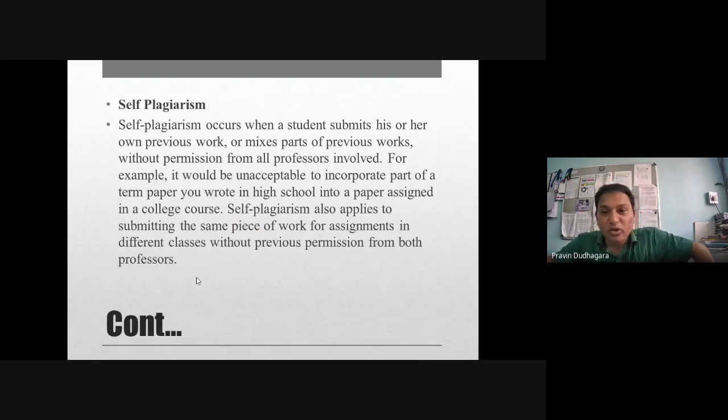Self-plagiarism. Self-plagiarism is very common among students. For example, two years back I completed my bachelor in engineering, where I gave an assignment on a certain topic, like nanoparticles or nanotechnology, and I submitted the same assignment with the same content in my master's degree. That is nothing but self-plagiarism. Generally it occurs when students submit their own previous work, or mixed parts of previous work, without permission of the faculty or professor. For example, it would be unacceptable to incorporate part of a term paper you wrote in high school into a paper assigned in a college course. Self-plagiarism also applies to submitting the same piece of work for assignments in different classes without previous permission from the professor.